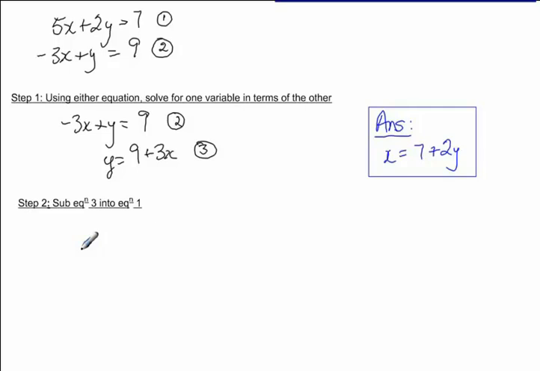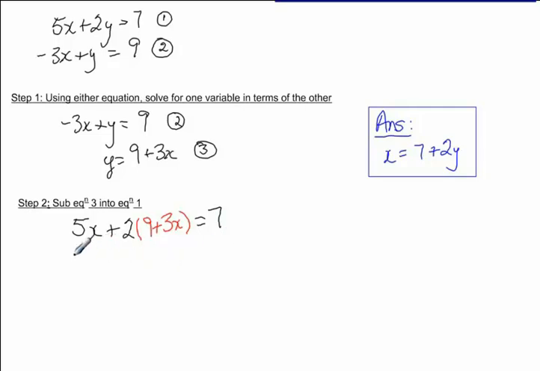I'm now going to move on to step 2, and we're going to sub equation 3 into equation 1. We do this so that we get one equation with one variable, and then we can just solve for it. So we have equation 1, which is 5x plus 2y, but we know that y is equal to 9 plus 3x, so we're going to sub that in for y. So we write 9 plus 3x in brackets, because this is my y value. That's why I changed it and showed it in red. And that is equal to 7.